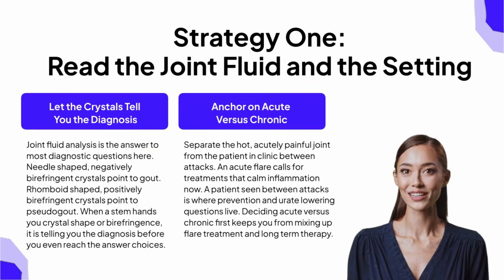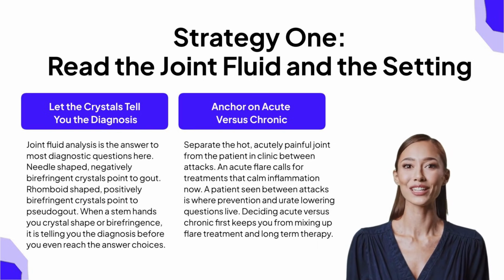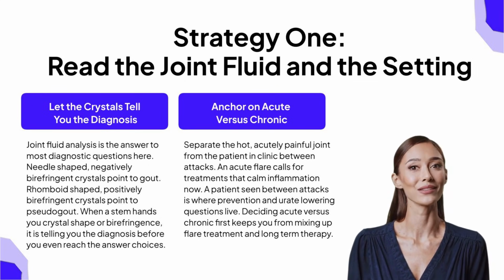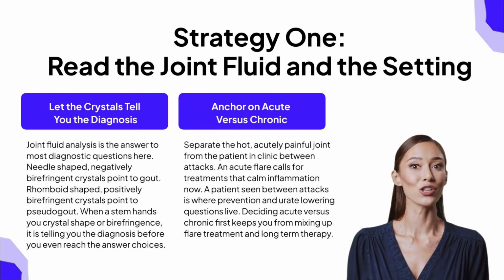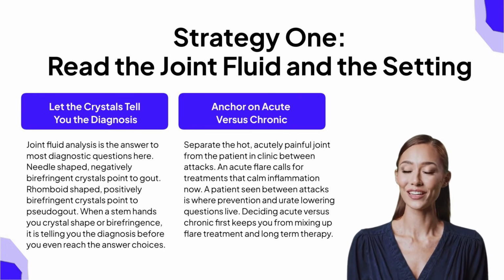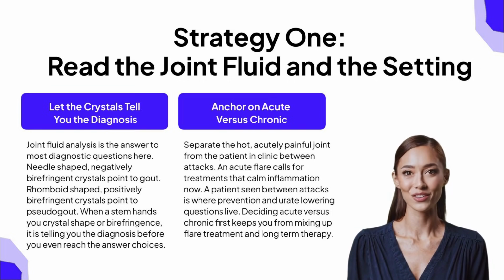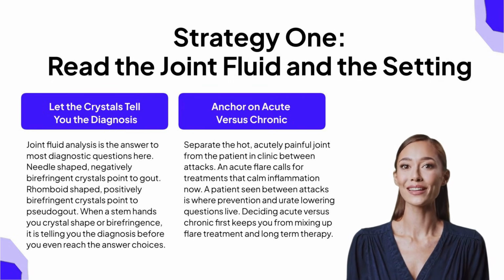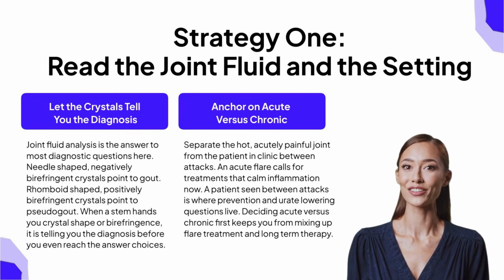Our first strategy is to read the joint fluid and the clinical setting before anything else. Joint fluid analysis is the answer to most diagnostic questions on this topic. So learn the two crystal patterns cold. Needle-shaped crystals that are negatively birefringent mean gout. Rhomboid-shaped crystals that are positively birefringent mean pseudogout. The moment a stem gives you crystal shape or birefringence, it has basically handed you the diagnosis.